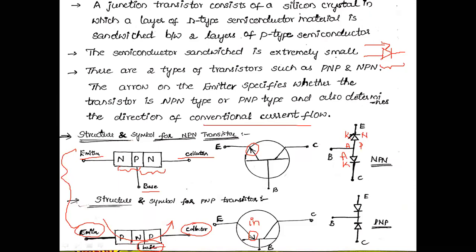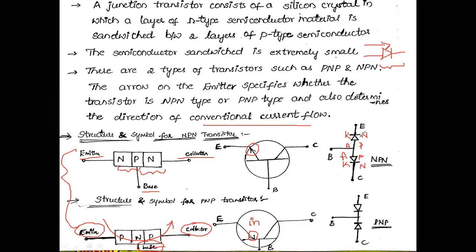Similarly, this is N type. This cathode terminal represents N, whereas this anode terminal represents P. This is P, and this is N. This is N. Like this, we can represent NPN type of transistor. That means two diodes are connected back to back.